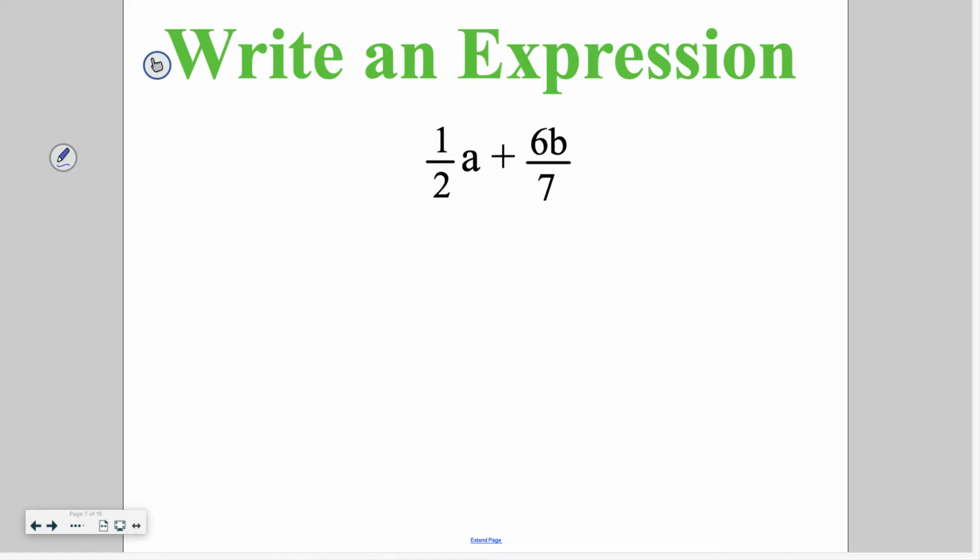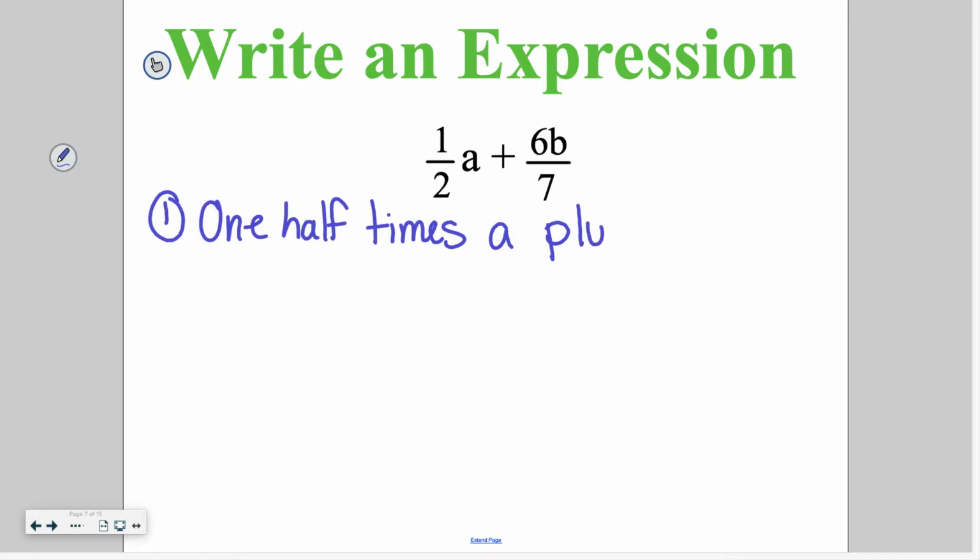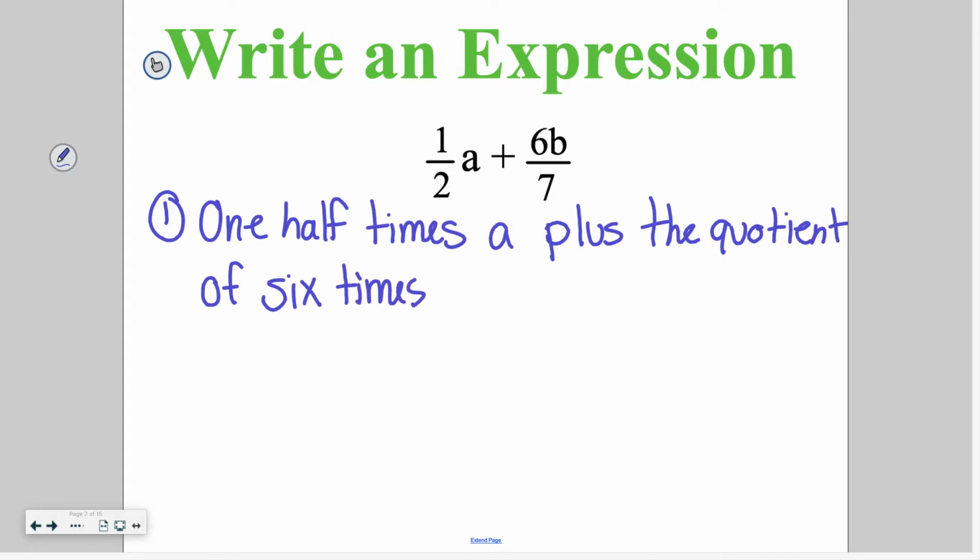A first option would be to say 1/2 times A plus the quotient of 6 times B and 7. So that would be one way that I could write this sentence out. Generally, my advice to you is say the expression out loud, and that would be probably the best sentence that you could write.